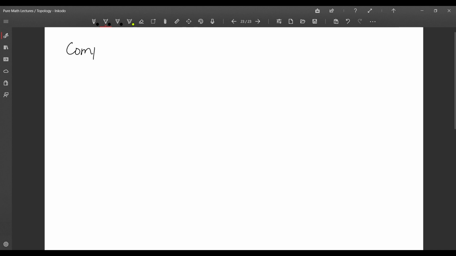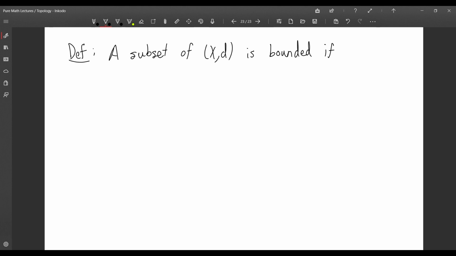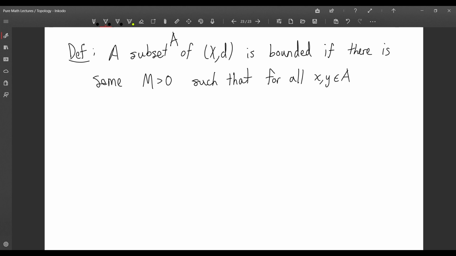And the last result is that a compact subset, or I guess first I should define a subset of a metric space, so X with a metric D, is bounded if there is some m greater than 0, such that for all x, y, so I should call this subset A, for all x, y in A, the distance between x and y is less than m.